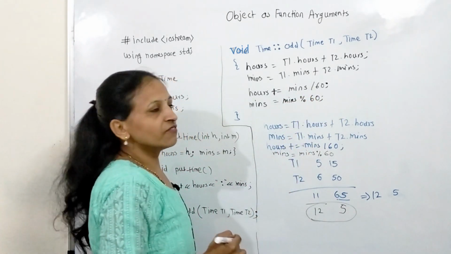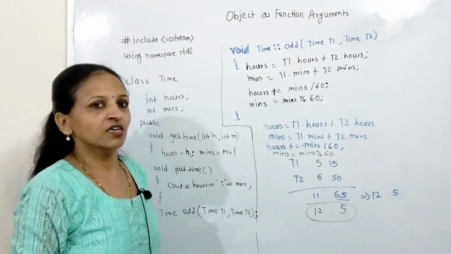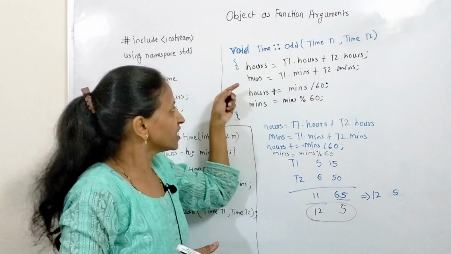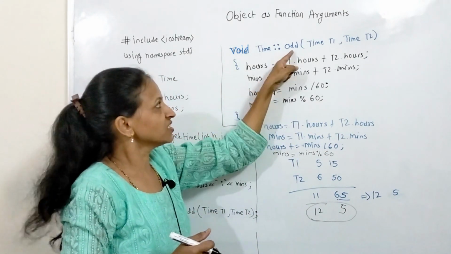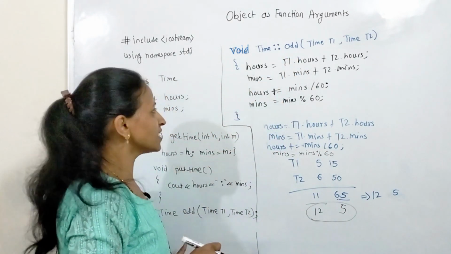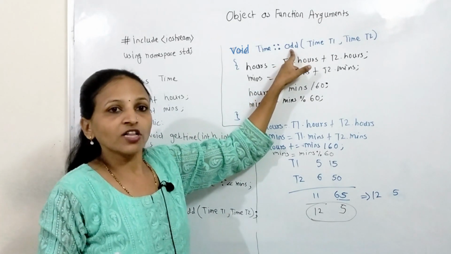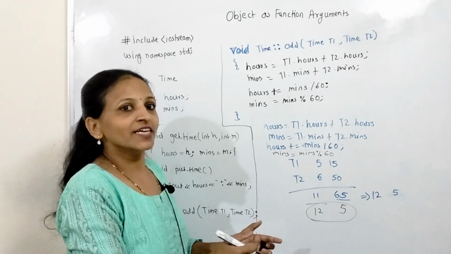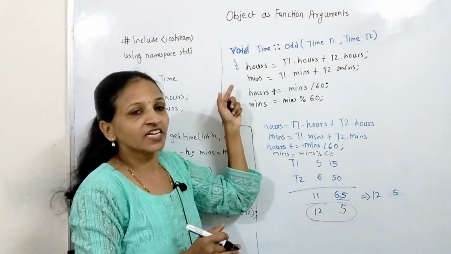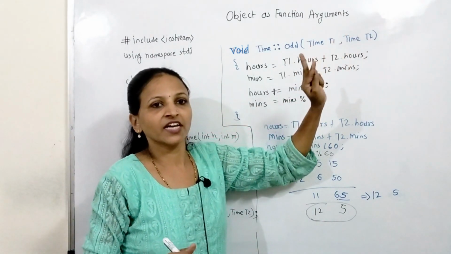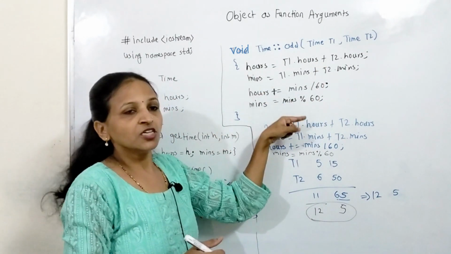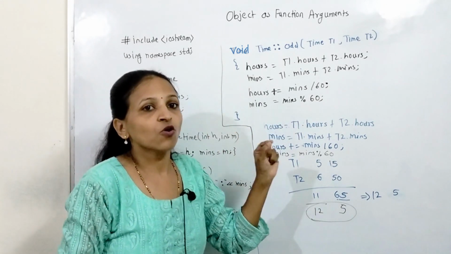In this way we will get perfect addition of t1 and t2 objects inside the calling object, because we are just considering hours and minutes, and this is nothing but a member function of this class. That's why we will call this member function using any object dot, and whatever the calling object, its minutes and hours will get set to the addition of t1 and t2, whatever passed objects, its addition will be done, and that will get stored inside the calling object.